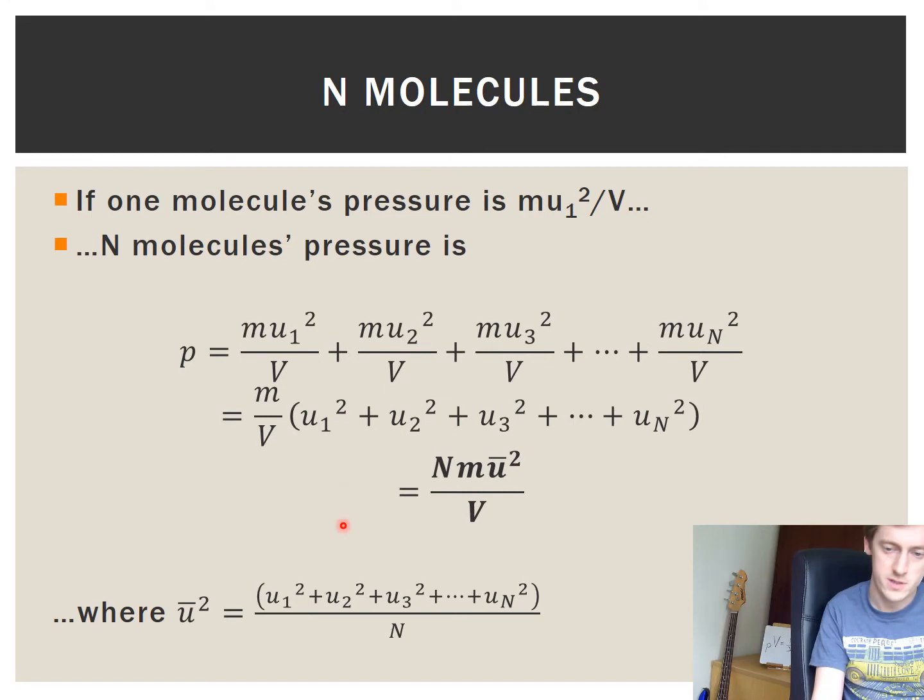Now, if I take u bar squared, that would be the mean of the squares. If we added all the squares of the speeds together and divided by n, that would give me u bar squared. So if I multiply both sides by n, I find that n u bar squared is the same as this entire bracket here. So I can therefore describe the pressure from n particles as n m u bar squared over V.